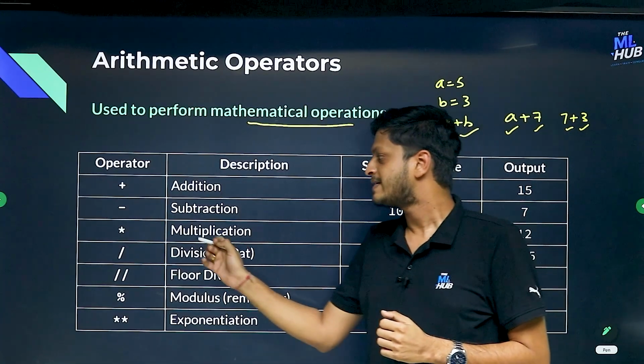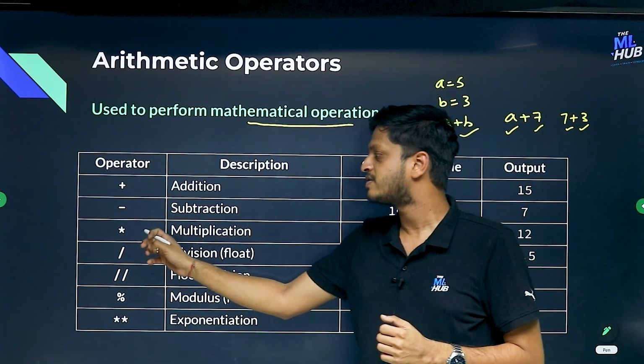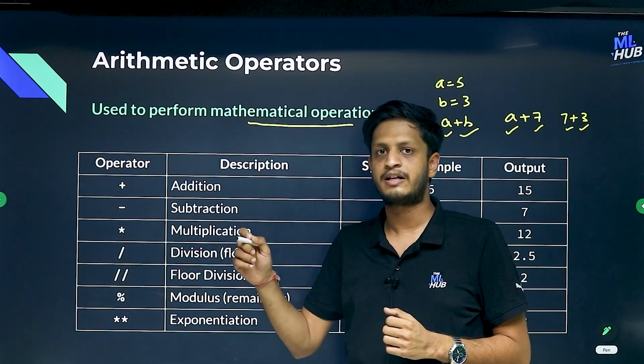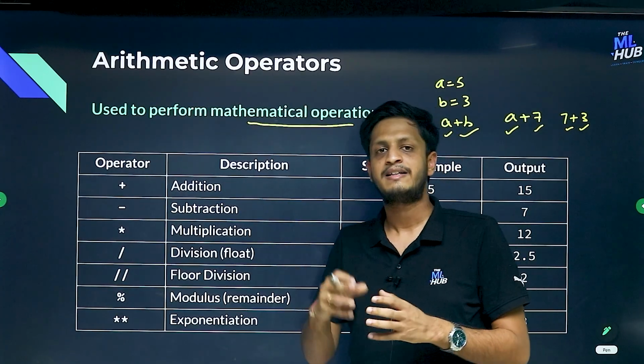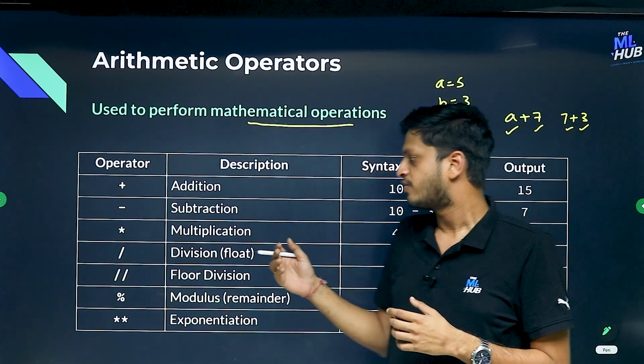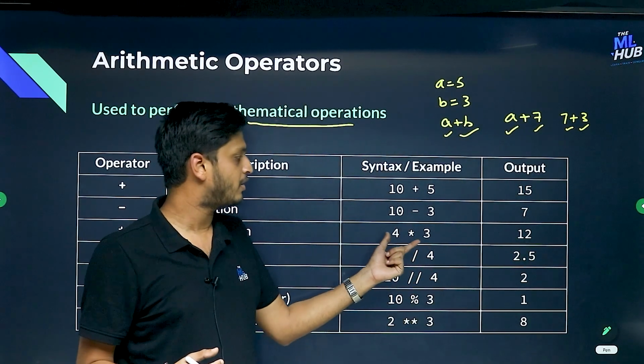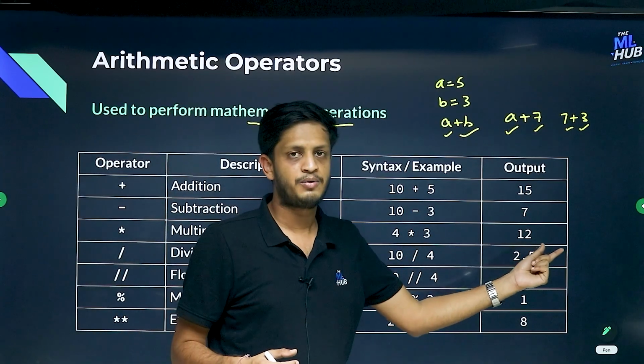Okay. Next is multiplication. Multiplication is done using the star operator. Like on the keyboard, if you press star, that is multiplication. So if you want to multiply two numbers, for example 4 into 3, your output will be 12.